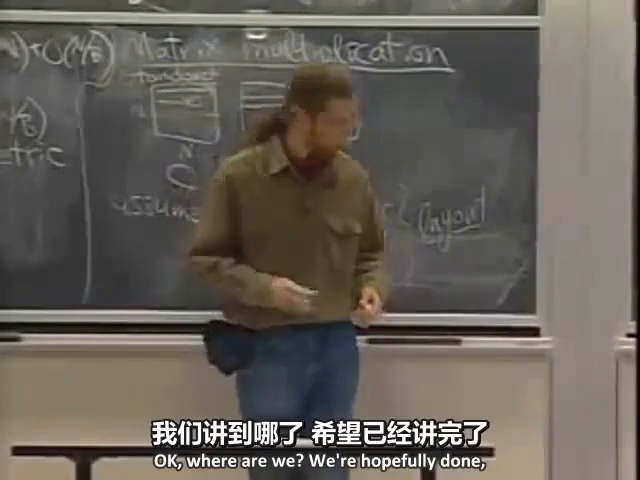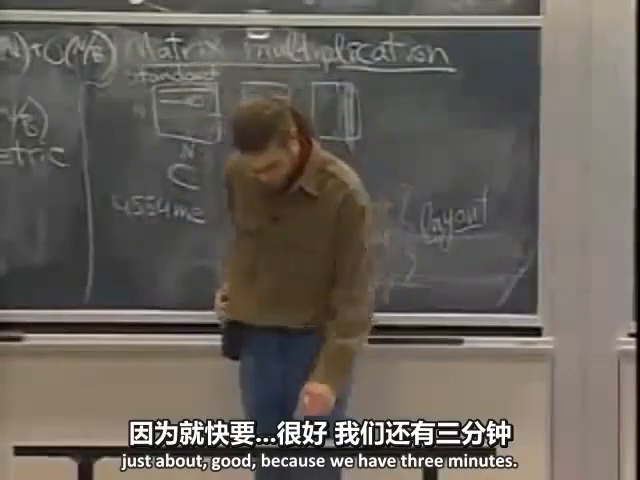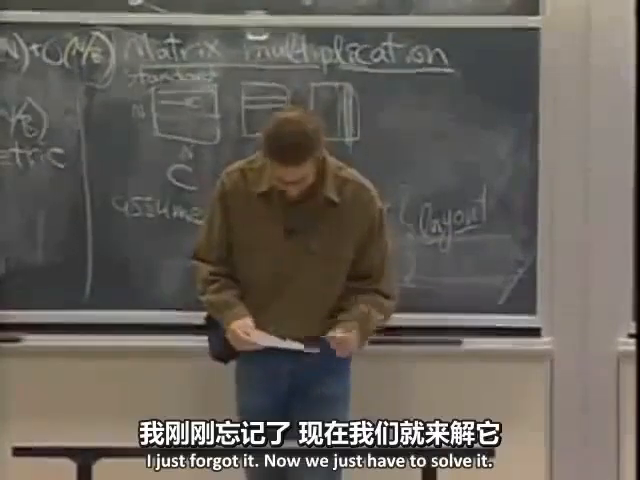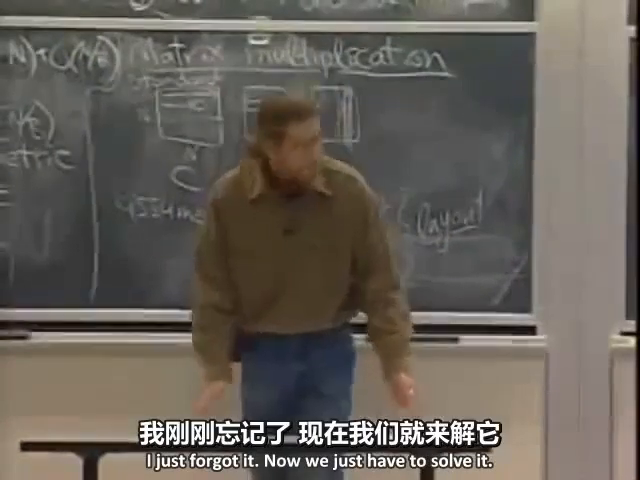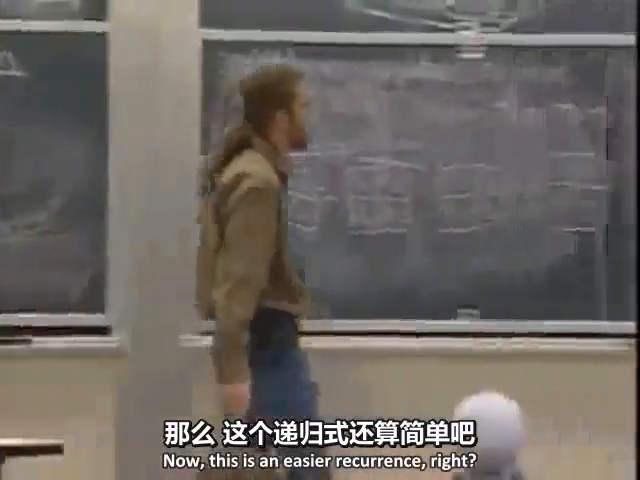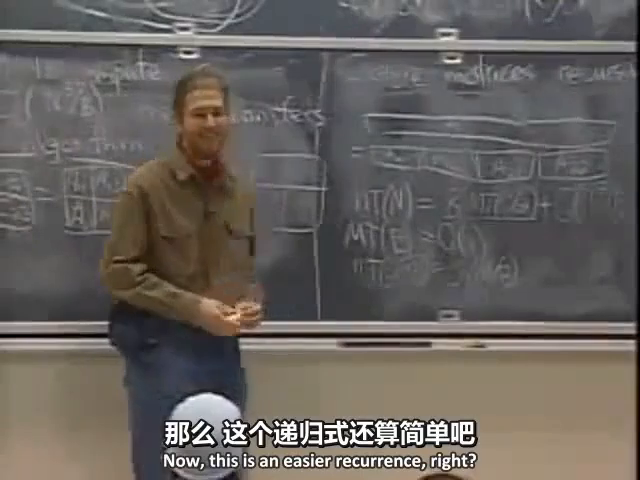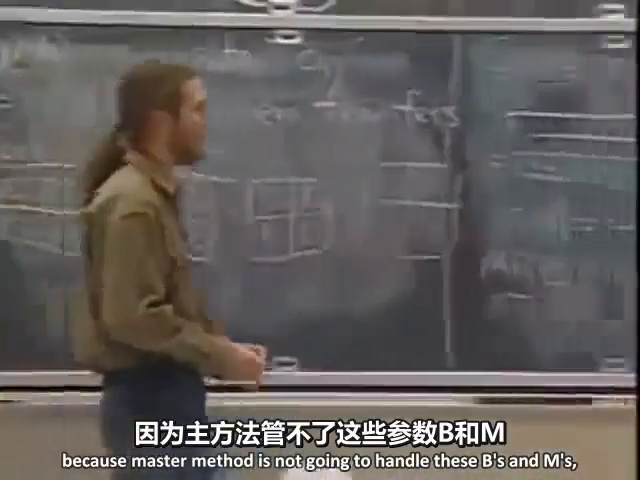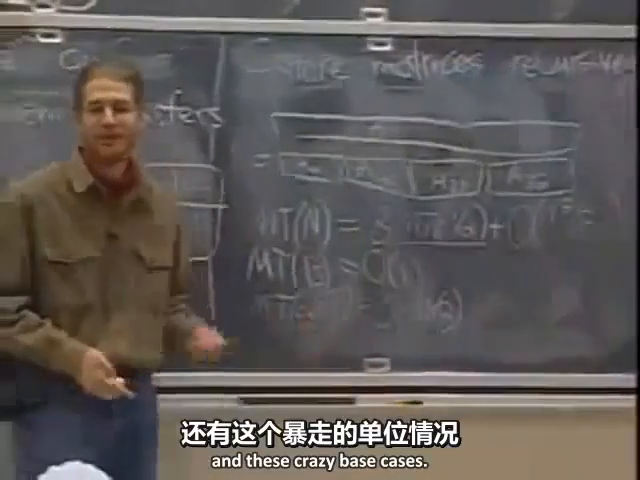Okay, where are we? We're hopefully done. Just about good, because we have 3 minutes. So that's our base case. Oh, yeah, I have a square root here. I just forgot it. Now we just have to solve it. Now, this is an easy recurrence. Right? I don't want to use the master method. Okay, because master method is not going to handle these b's and m's and these crazy base cases.